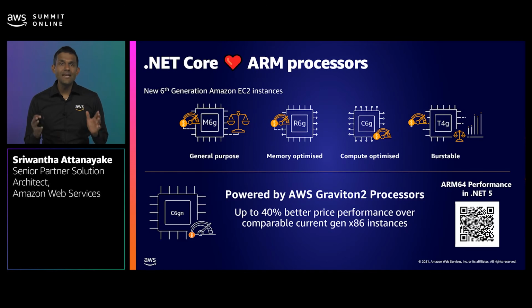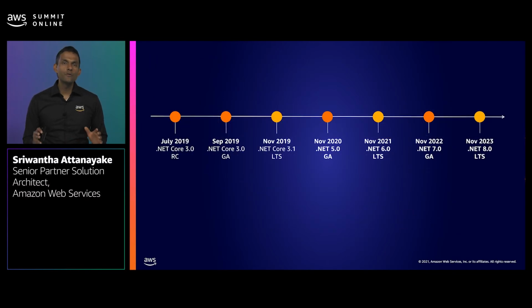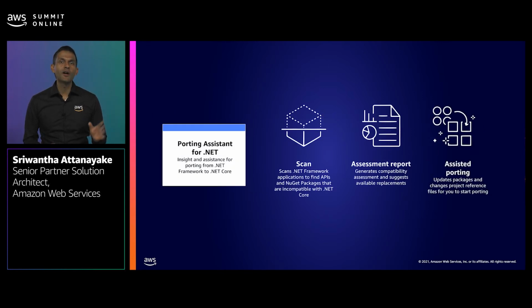AWS has its own in-house built ARM processor called Graviton. .NET Core loves ARM processors. Our second generation Graviton processors have 40% better price performance over comparable current gen x86 instances. To learn more about ARM processor performance on .NET Core 5, feel free to visit the link given in the QR code. Finally, .NET Core has an awesome roadmap. You can expect a long-term supported framework coming to market every 2 years. You now know why we must move to .NET Core.